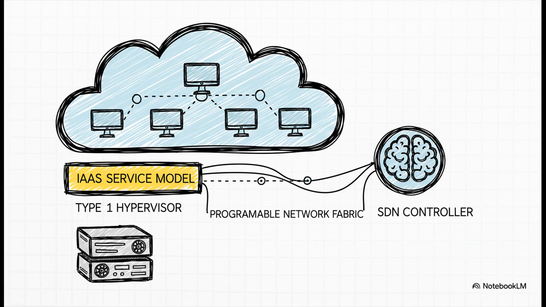At the bottom, you have a physical server. On top of that, a Type 1 hypervisor is creating a bunch of virtual machines. Those VMs are being delivered to a user as an IaaS cloud service, and the entire network connecting all of those VMs is being intelligently and dynamically managed by that central SDN controller. See how it all fits? Virtualization creates the resources, cloud delivers them as a service, and SDN manages the connections.